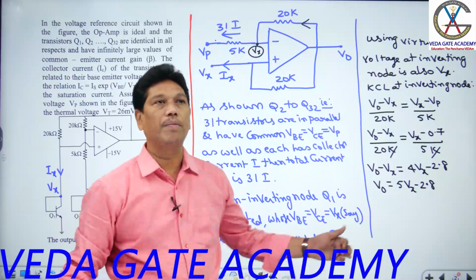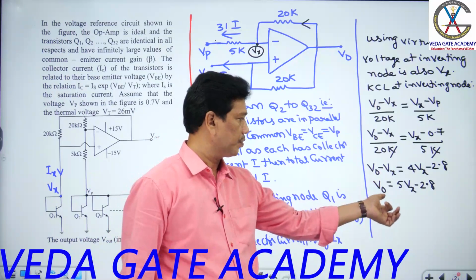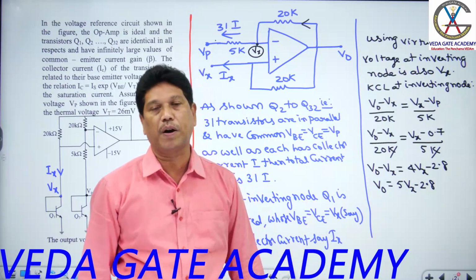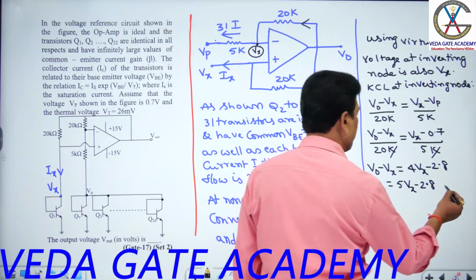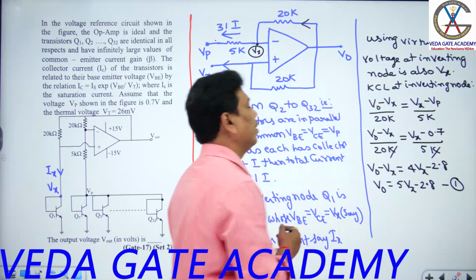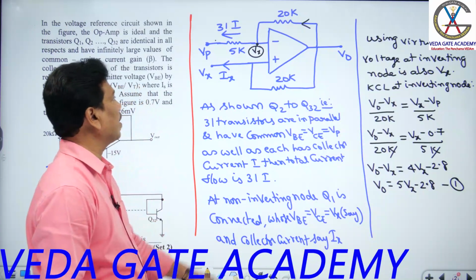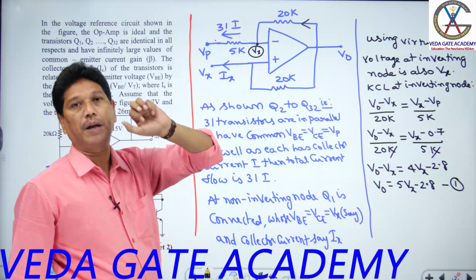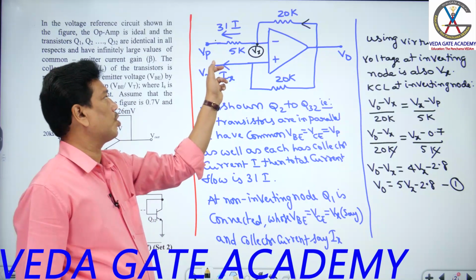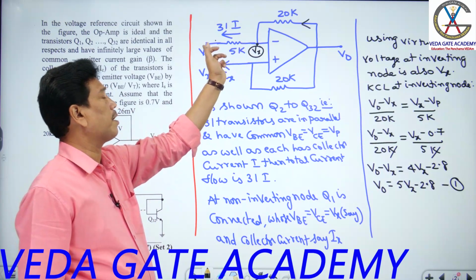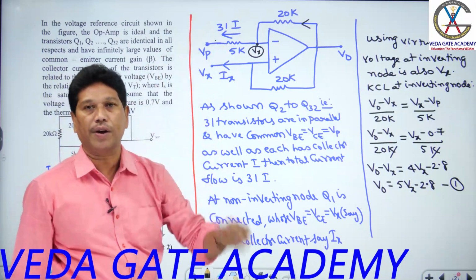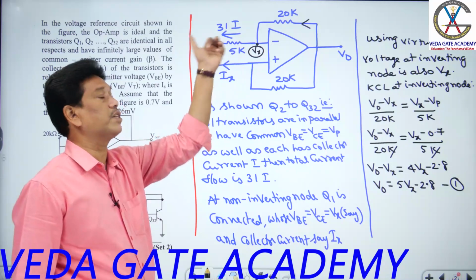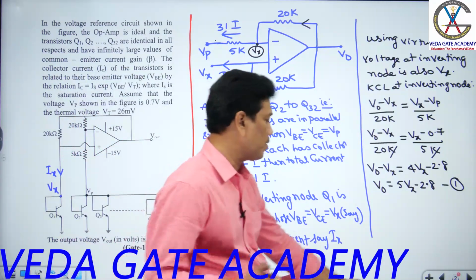Confirm now, students. From this I can go forward, meaning V0 I can get. If I know the Vx value, automatically I get the corresponding output voltage V0. So I keep this as equation 1, students. Now I introduce one more thing. Because the op-amp is ideal, no current passes between the inverting and non-inverting terminals. So the current through the non-inverting node, Ix, should be the same as the current in the inverting node, that is 31I. Confirm now, students.